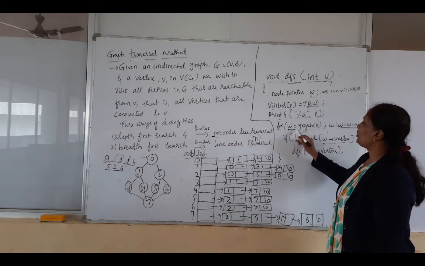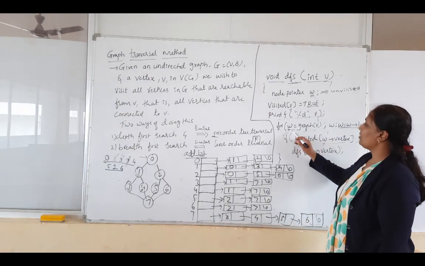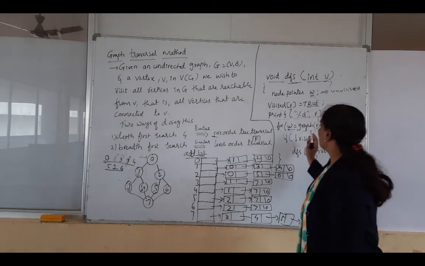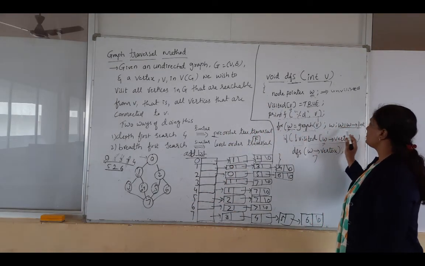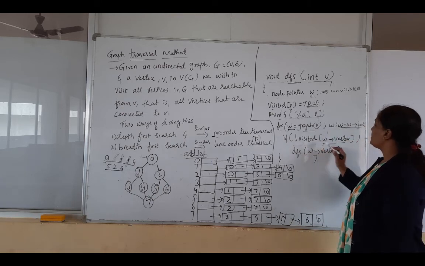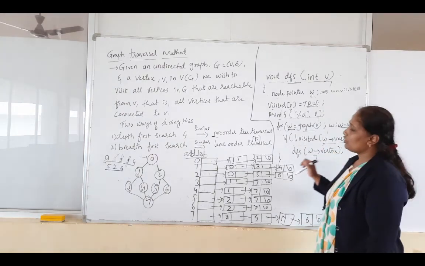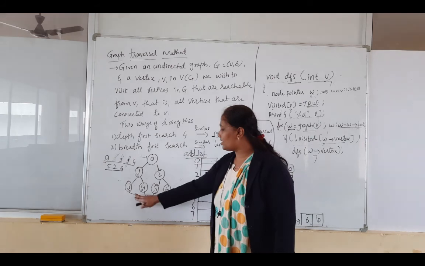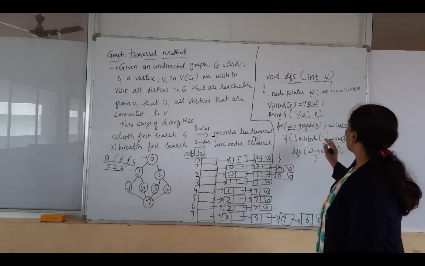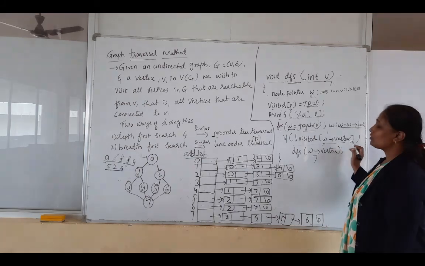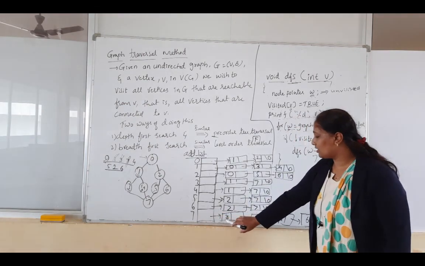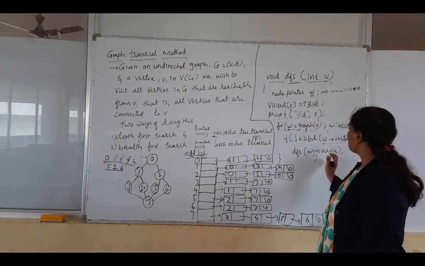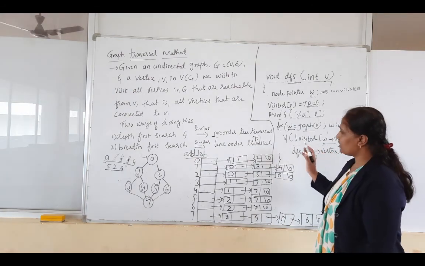After that, you are going to check the graph vertices of V, that is 7. So you are going to check the 7 graph value for W, the not visited W vertices. What are the connected vertices of 7? That is 3, 4, 5, 6. So you are going to check the 7th adjacency list. First 3 will come. So you are going to check whether 3 is visited or not. Yes, it is already visited.